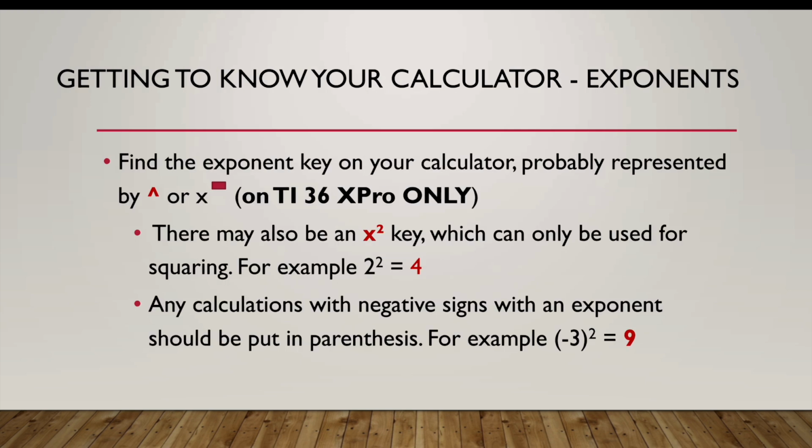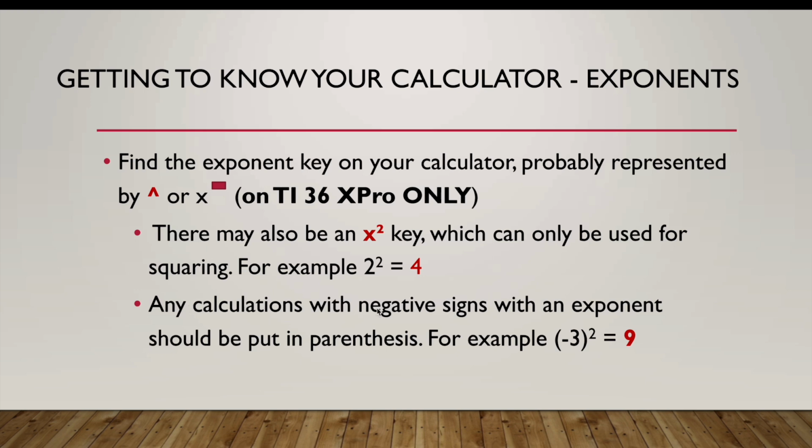Next, find the exponent key on your calculator. On some calculators, that's represented by a caret, this arrow that's pointing up. On some calculators, there will be a key that has X with a box up above it, or an X squared key, which looks like this. Note that the X squared key can only be used for squaring, like 2 squared would equal 4. This is what you will use to calculate exponents on your calculator.